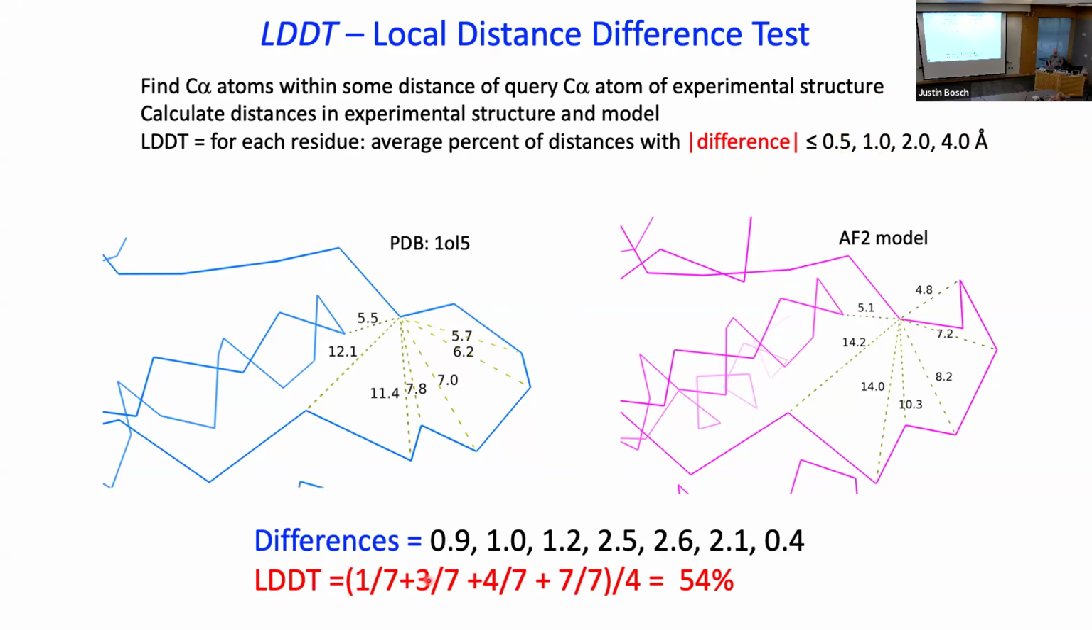So that's 1 out of 7, 3 out of 7, 4 out of 7, 7 out of 7 for 0.5, 1, 2, and 4. And if you do that, those 4 fractions divided by 4, multiplied by 100, you get 54%. Is that clear? It's an important number because, and I think in AlphaFold, it's a 15 angstrom radius. It might include not just C alpha atoms, but all the other atoms as well. You can do it different ways, but it always works the same way.